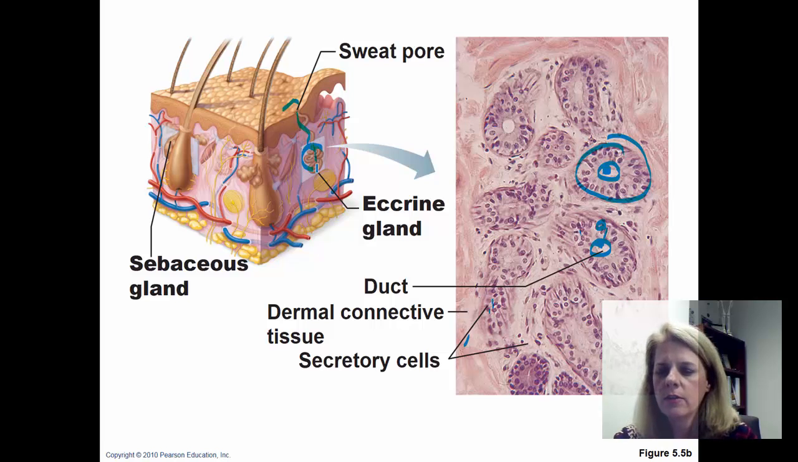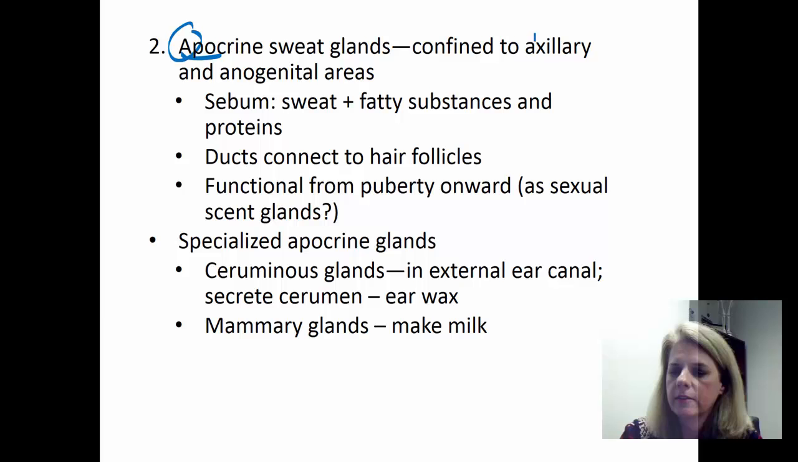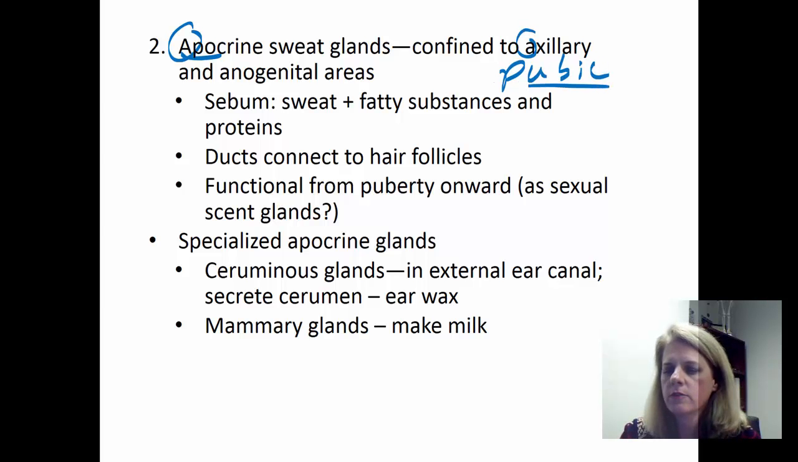So you can see here's your eccrine sweat gland, here's your duct, and you can see the pore on the surface of the skin. All right. Now your apocrine sweat glands, these are found in your axillary and anogenital region. So put your A's together, A for axillary. And so think pubic, okay? So these are things that turn on at puberty, okay?